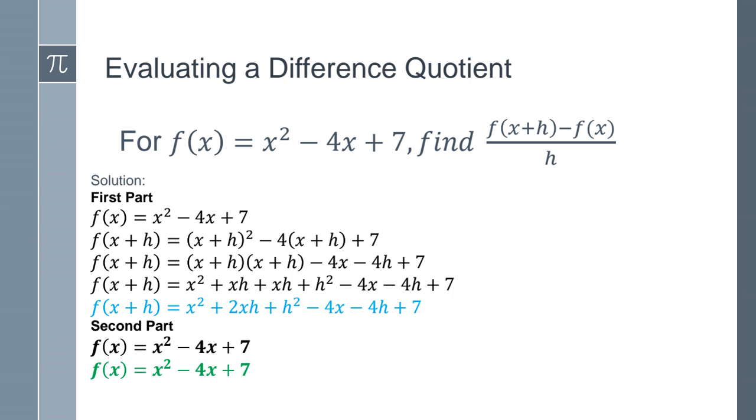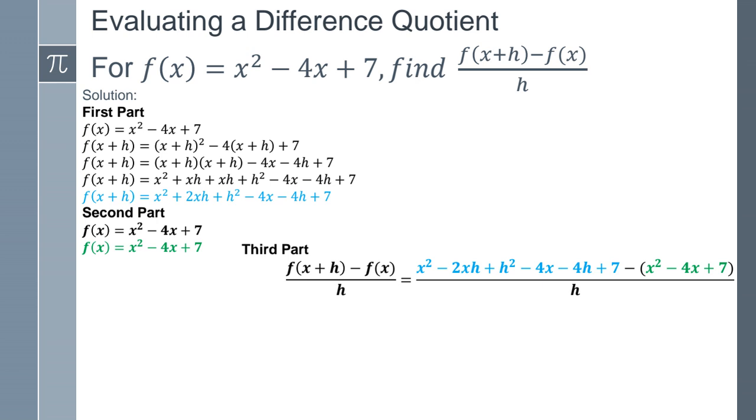Here we go. We have our blue part minus our green part divided by h. First thing I need to do before I can start combining like terms is distribute this negative sign now to 3 terms. So let's go ahead and do that. A negative times a positive x squared is going to give me a negative x squared. A negative with a negative is going to give me a positive 4x. And a negative times a positive 7 is going to give me a negative 7.